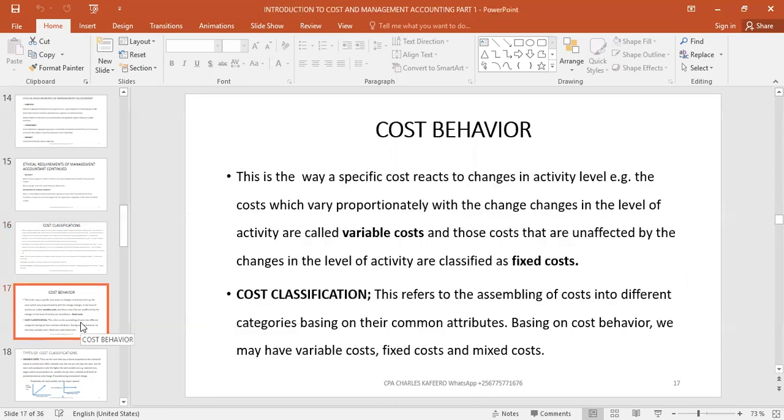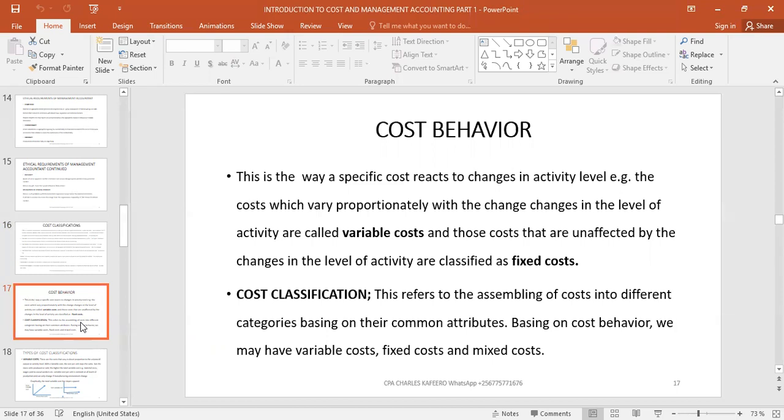Allow me to go to the next slide, and the next slide is about cost behavior. But for cost behavior, I'm going to do another video where I'm going to talk about it on its own, because it has some computations and some graphical representation which I need you to really grasp, so you try to understand how the costs behave depending on the changes in the level of activity. But here I'm just going to give you a brief view of how costs behave.